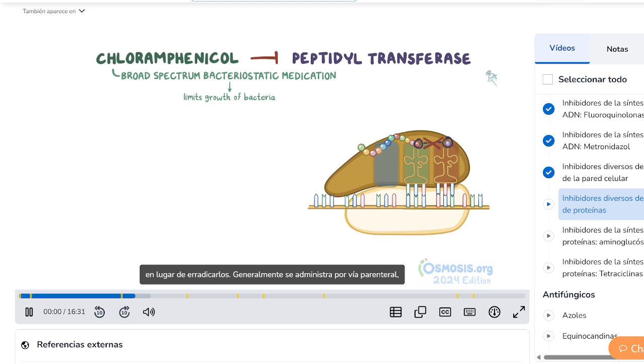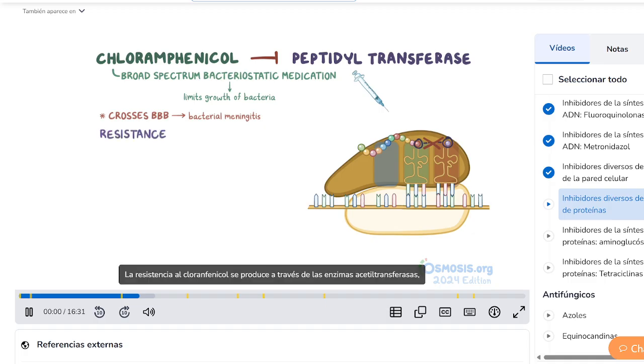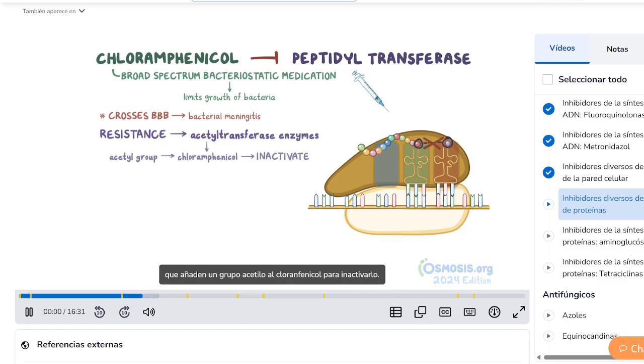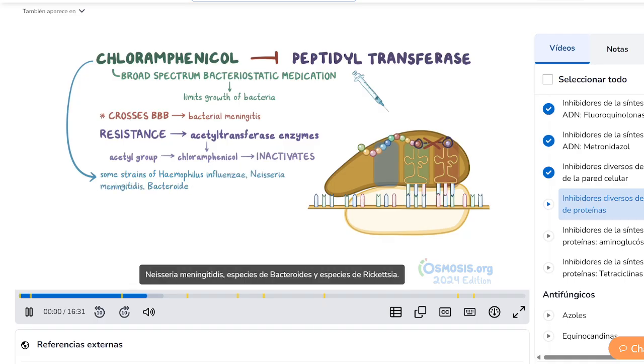It's usually administered parenterally, and it readily crosses the blood-brain barrier, so it could be used to treat bacterial meningitis. Resistance to chloramphenicol occurs through acetyltransferase enzymes, which add an acetyl group to chloramphenicol to inactivate it. Chloramphenicol is effective against some strains of Haemophilus influenzae, Neisseria meningitidis, Bacteroides species, and Rickettsia species.